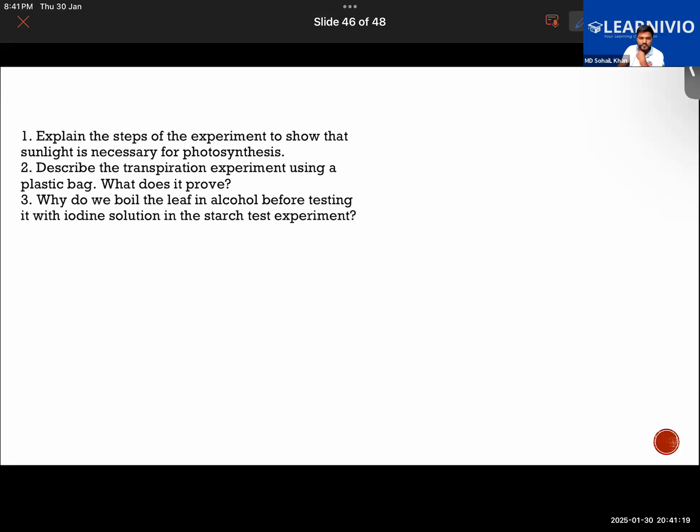Sir, first you have to take a healthy potted plant and then cover some branches with a transparent polythene bag. Then you have to leave it for 5 to 6 hours in sunlight. Then you will observe tiny water droplets inside. Water droplets will be present in the polythene bag. This shows that leaves do transpiration.